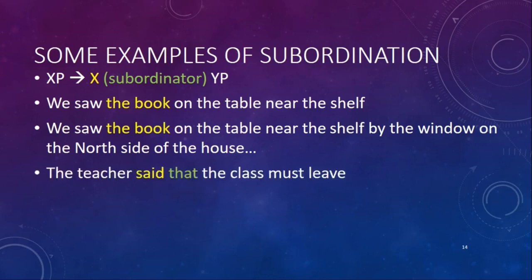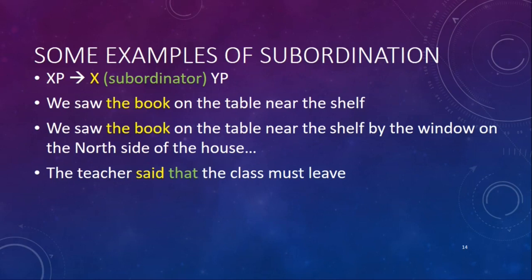Here's another kind of example. In this case, what is being subordinated are whole sentences. The teacher said that the class must leave. You can see that there are two verbs here, say or said, and leave. This means that there are two clauses. The class must leave is a whole clause by itself. There's a subordinator, the word that, and then the main clause is the teacher said.